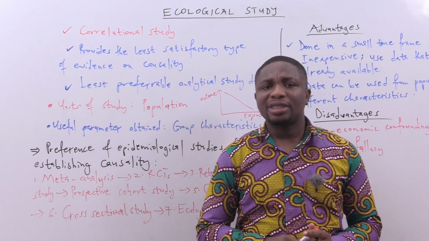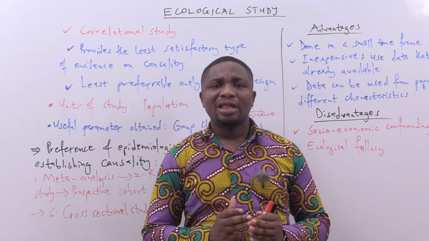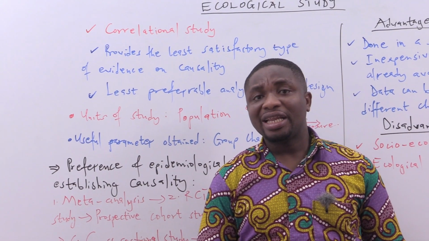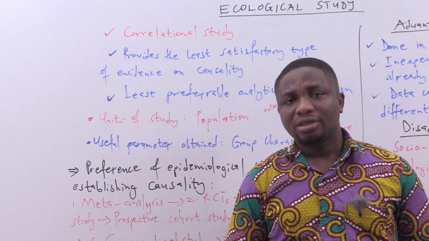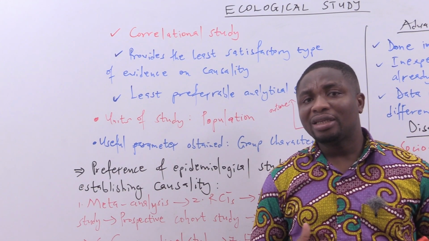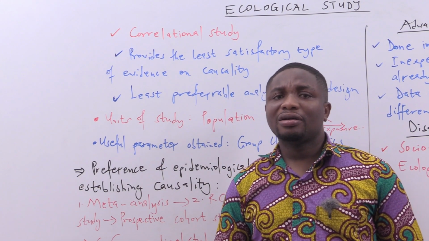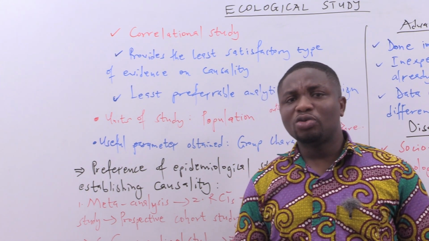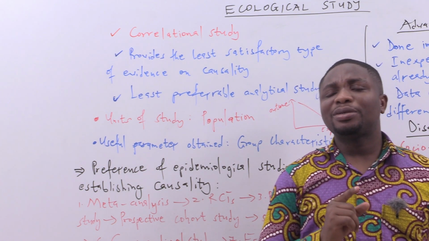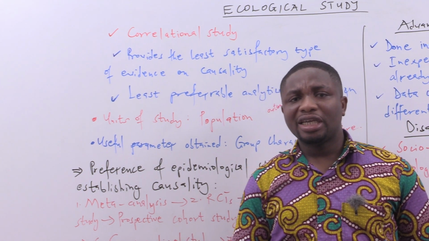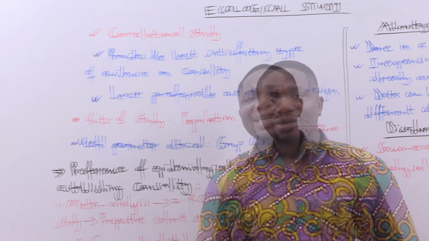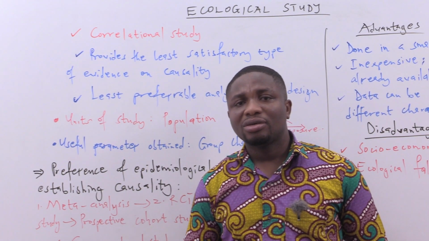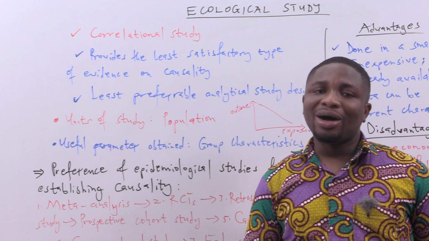The correlational study means that it's going to be correlating the exposure to the outcome with regards to the population, meaning that it will be doing that in groups. Because of that, a parameter that can be obtained from the ecological study will be group characteristics, and the unit of study will be the population. And you should bear in mind that ecological study is the least when it comes to determining causality. It has the weakest evidence of association between exposure and outcome.